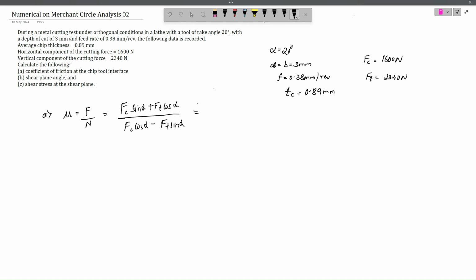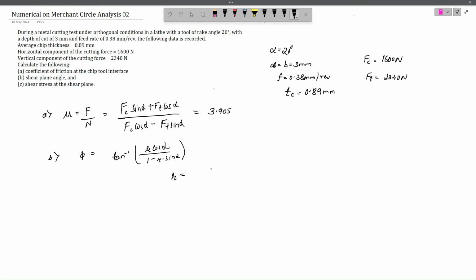We know the values of Fc and Ft, which are equal to 1600 and 2340 newtons respectively, and also the value of alpha is 20 degrees, that is the rake angle. Upon substitution, we get the value of the coefficient of friction as 3.905. So this is the first parameter. The second parameter is the shear plane angle. We know the shear plane angle is given by phi is equal to tan inverse of r cos alpha divided by 1 minus r sin alpha, where r is the chip thickness ratio.